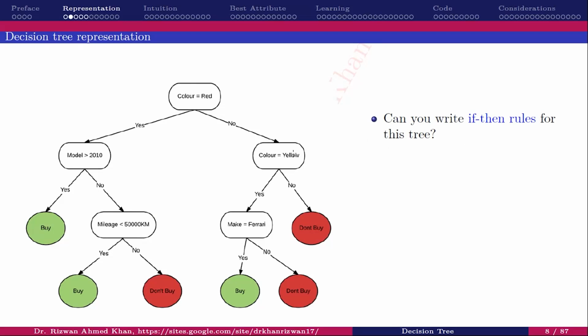So we can write this tree as if-else or if-then rules very easily, like I was explaining before. And each internal node tests an attribute. So these are internal nodes. I will explain again. These are internal nodes. First is the root node, then these are internal nodes, and these internal nodes are taking decisions on attribute values.